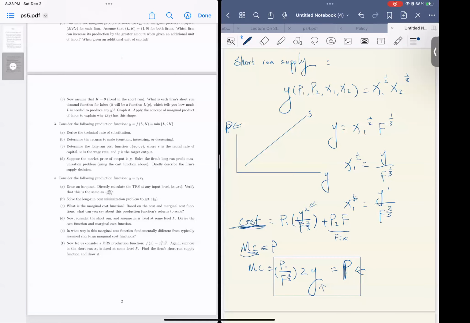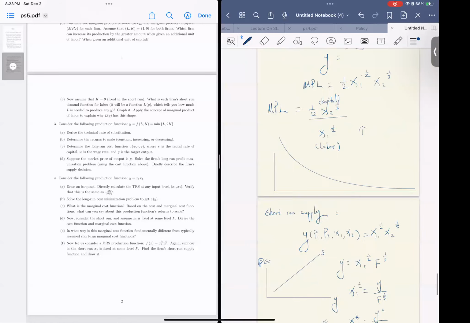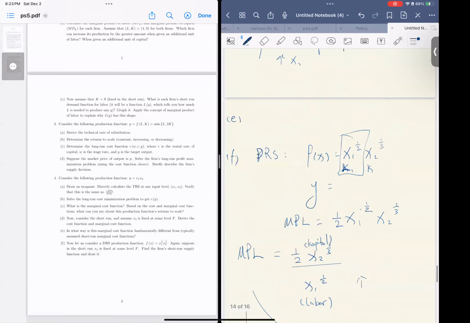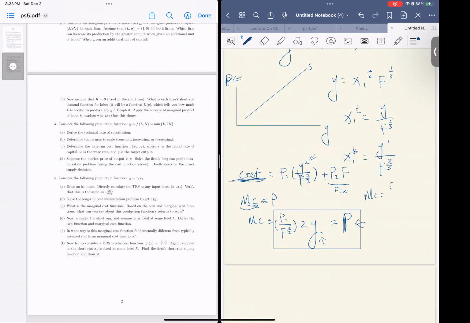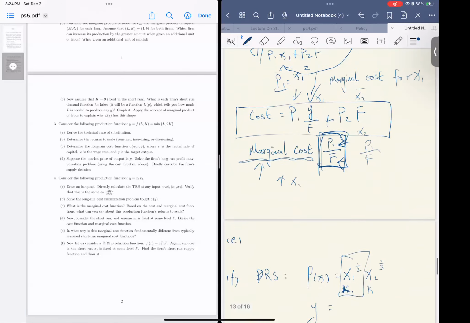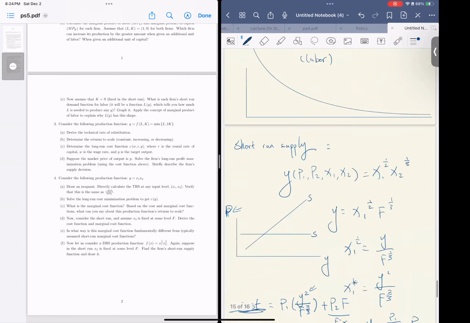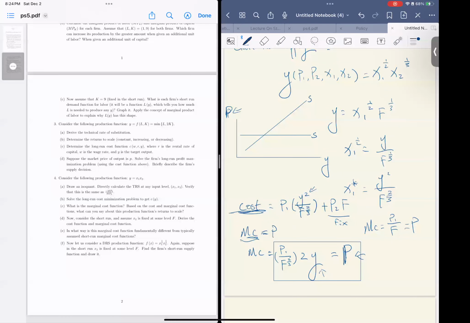So in this case, let me see the previous one. This marginal cost equals P1 and f, equal to P. So in this case, this is constant. So it looks like this. Wait, does it look like this? Give me a second. Yeah, it does. This is constant.